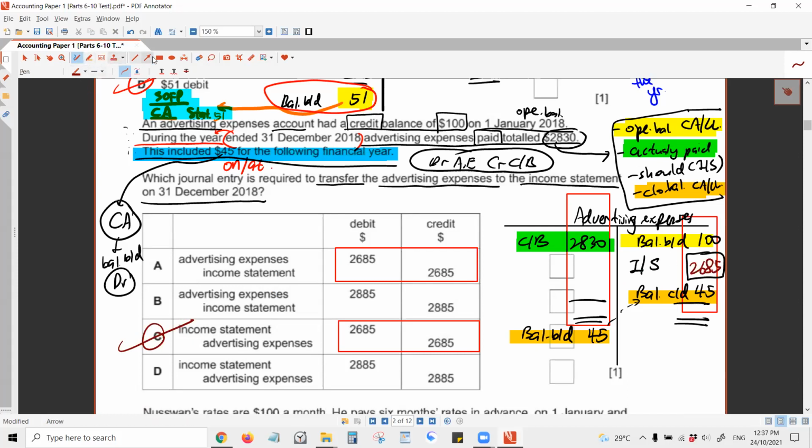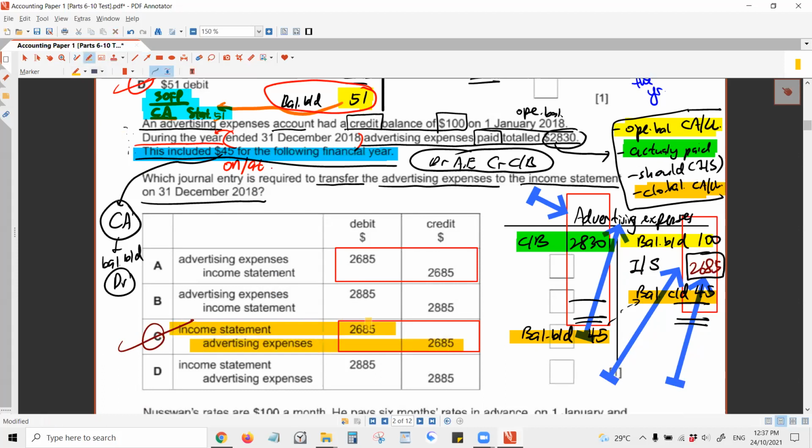This one doesn't mean credit income statement. This means crediting advertising expense. You remember? Focus on the position of the number. The position of the number in this account is on the credit side. So we have credited advertising expenses. That's why the answer is C. Okay. The detail is the name of the other account. So the answer is C. Crystal, you get what I mean? Why is C not A? Focus on the position of the number.